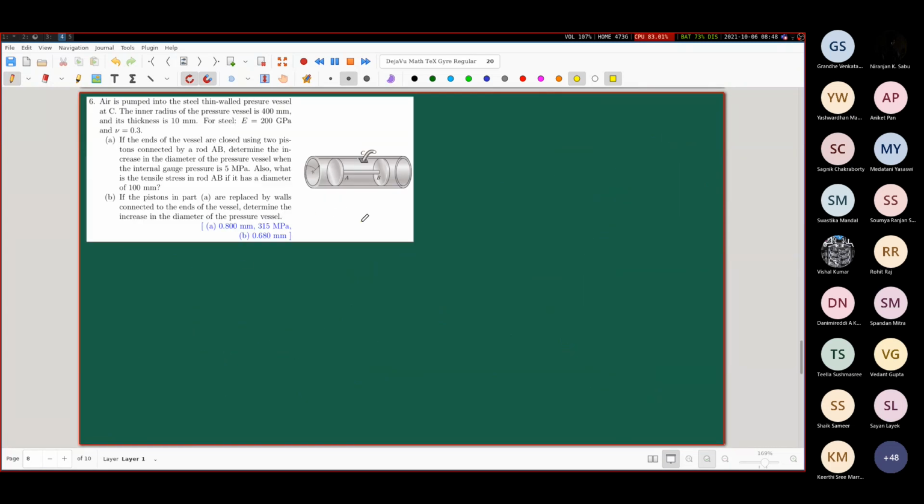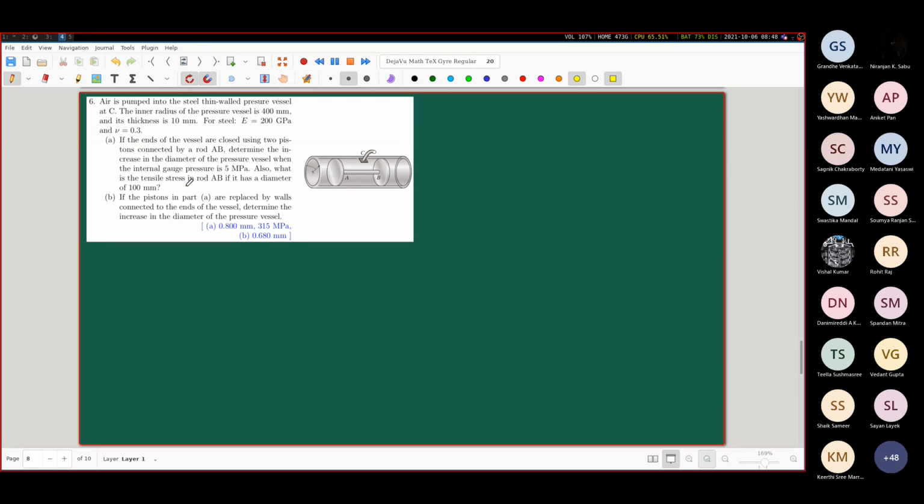Okay, next question is this. We have a special kind of arrangement here again. Air is pumped into the steel thin-walled pressure vessel at sea. So this is a thin-walled pressure vessel, and there is some kind of an input nozzle, and air is pumped into this pressure vessel through this arrangement. Inner radius, thickness and everything is given. Again, you see the difference between them. 40 times. Again, steel, 200 GPa Young's modulus, nu is equal to 0.3.